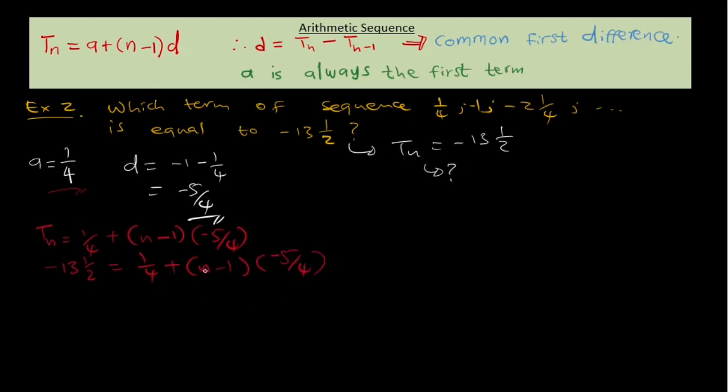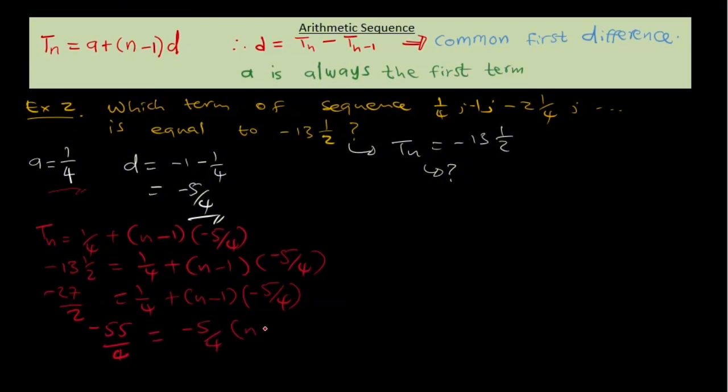So we want to determine the value of n, right? This is just simple, straightforward mathematics. So I'm just going to simplify. It gives you minus 27 over 2, right? Therefore you have 1 over 4 plus (n minus 1) times 5 over 4. Crossing to the other side will be minus 27 over 2 minus 1 over 4, which is minus 5 over 4 and 1.